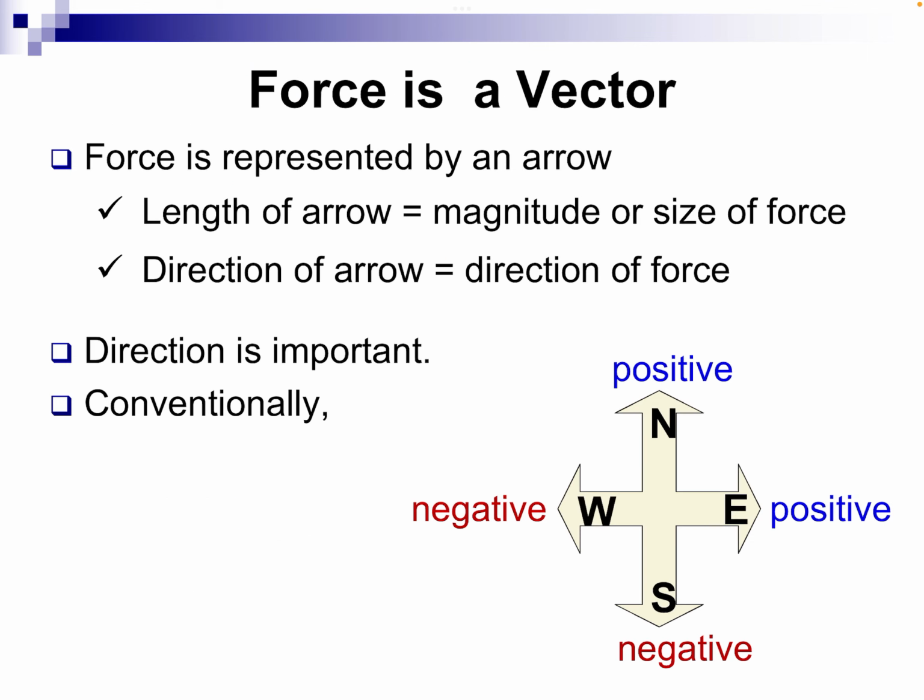Right? So just a quick reminder that force is a vector. The direction is important. We draw the arrow such that the length represents the size of the force, and the arrowhead or the direction of the arrow represents the direction of the force. And don't forget the convention that we are using for positive and negative directions.